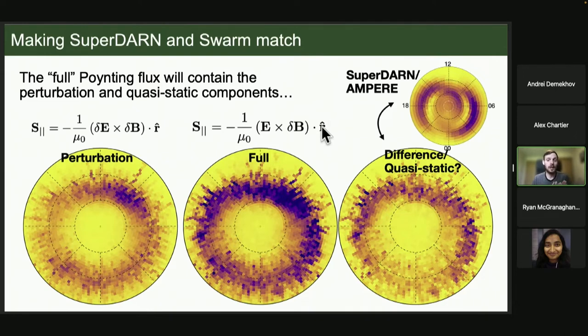And importantly, this pretty simple technique seems to imply that we can in fact separate the Alfvénic and the quasi-static driven Poynting flux components. Essentially, it means we might be able to bridge the gap between the small and large scale Poynting flux dynamics.